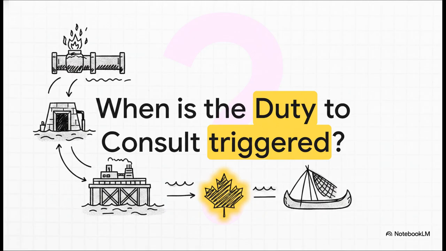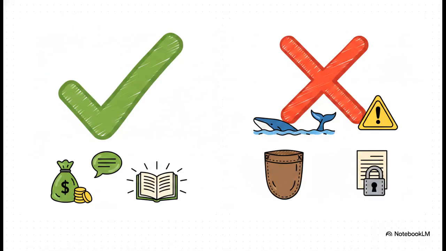Whether they're building a new pipeline, approving a massive mine, or testing offshore waters. If it impacts those rights, the Crown absolutely must consult, and if appropriate, accommodate. To really get a grip on this, let's look at two contrasting cases that show us the exact legal limits.